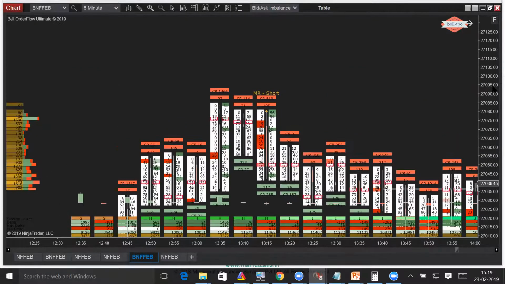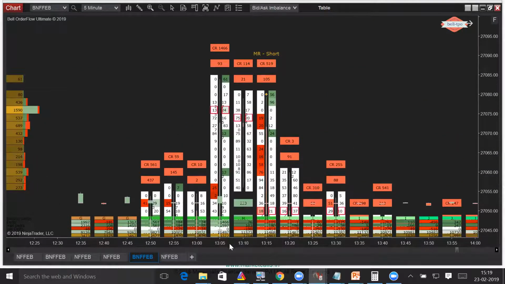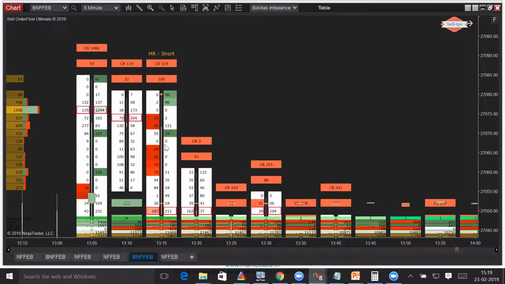So volumes are pretty heavy, right? So 1224. So momentum is also there. So 132, 127, 1244. Momentum is there. So it's an MR short. Also, it is a trapped buyer long.